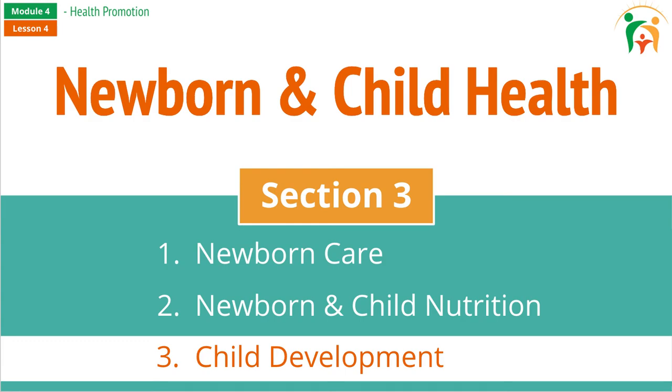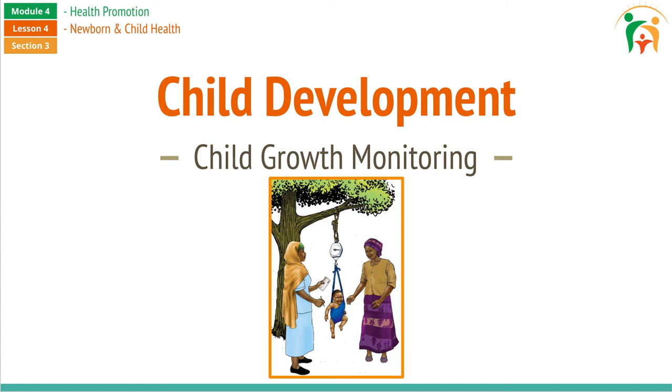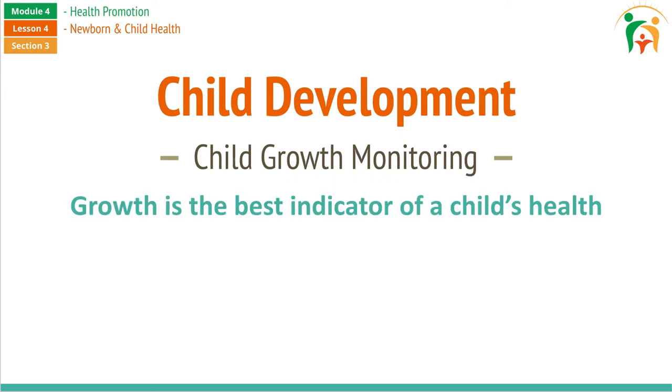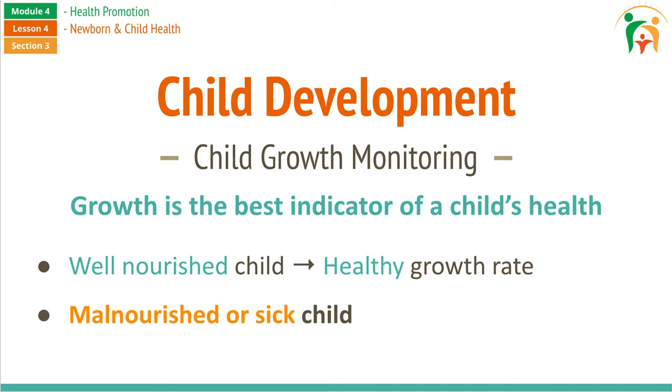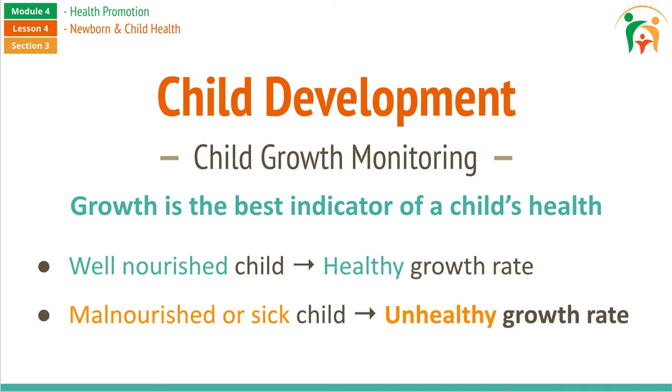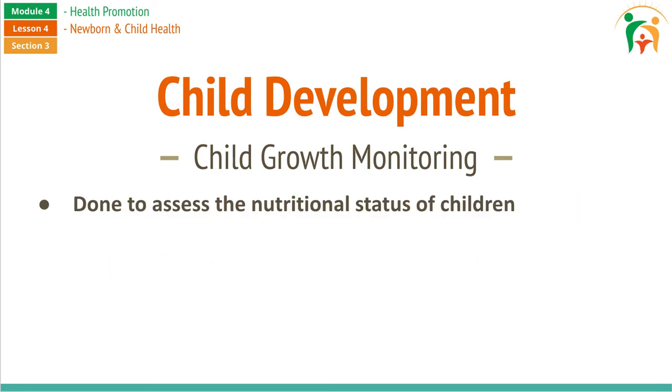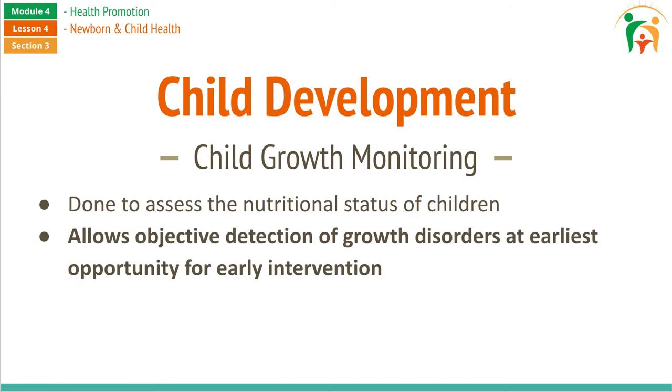Child development. Child growth monitoring. Growth is the best indicator of a child's health. Well-nourished child leads to a healthy growth rate. Malnourished or sick child will lead to unhealthy growth rate. Child growth monitoring is done to assess the nutrition status of children. It allows objective detection of growth disorders at earliest opportunity for early intervention.